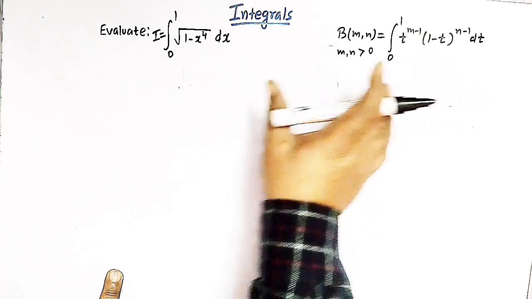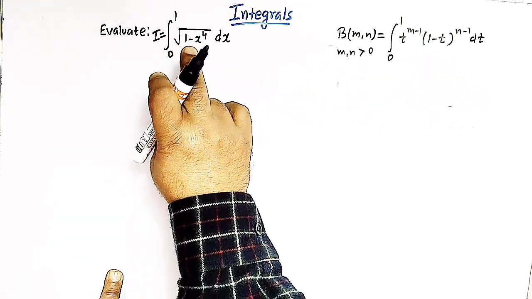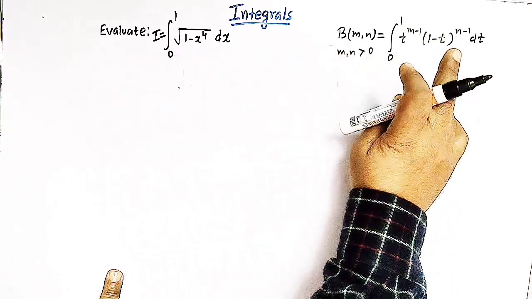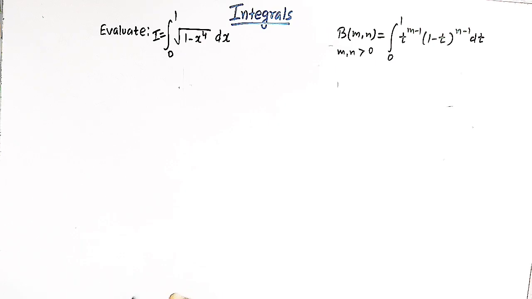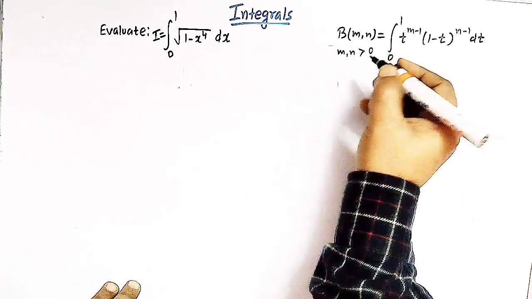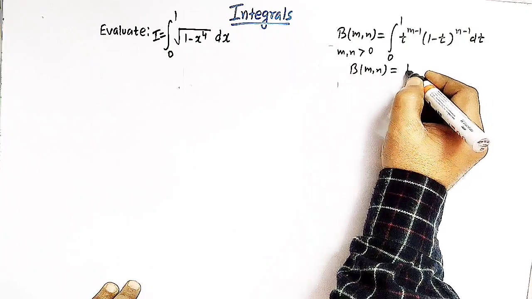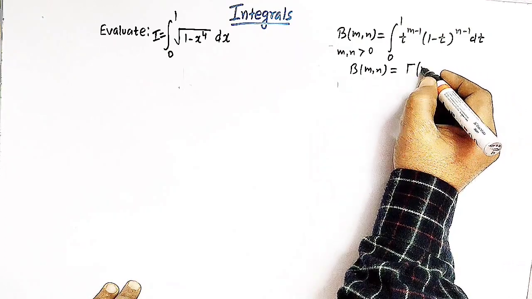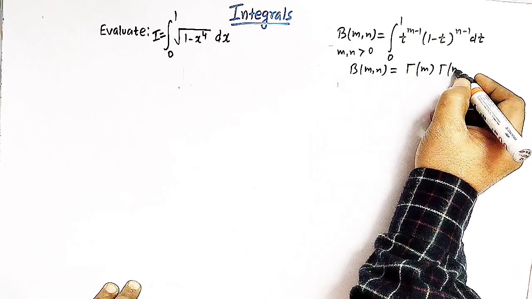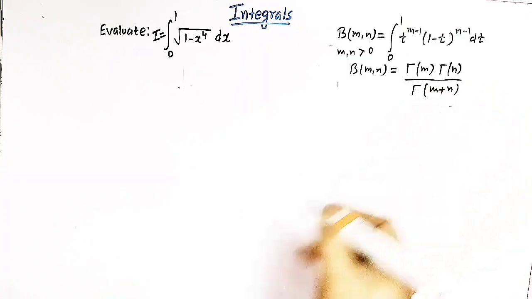Here, by making use of the method of substitution, we'll first convert this integral into this one, and then we'll apply the relationship between beta function and gamma function. The beta function and gamma function are related by this expression, that is beta m comma n is given by gamma m times gamma n divided by gamma m plus n.